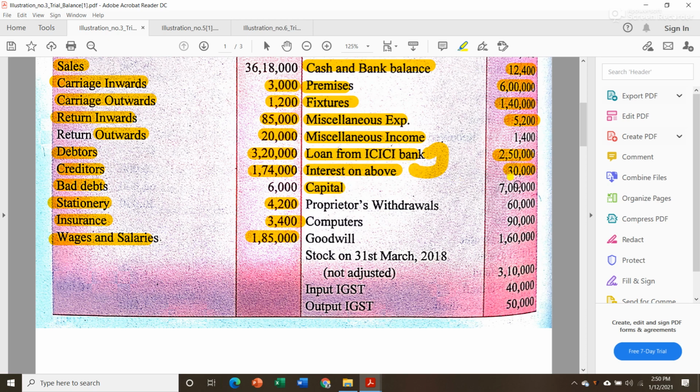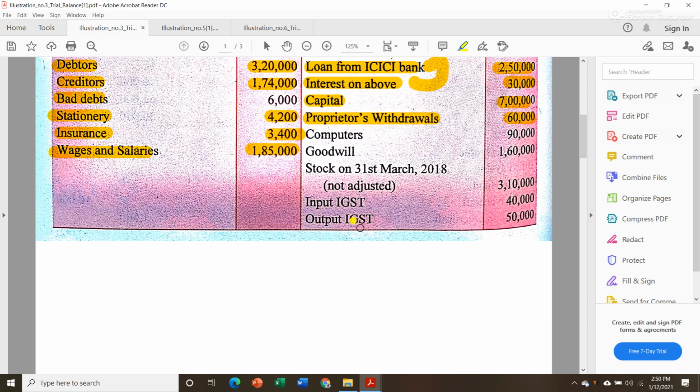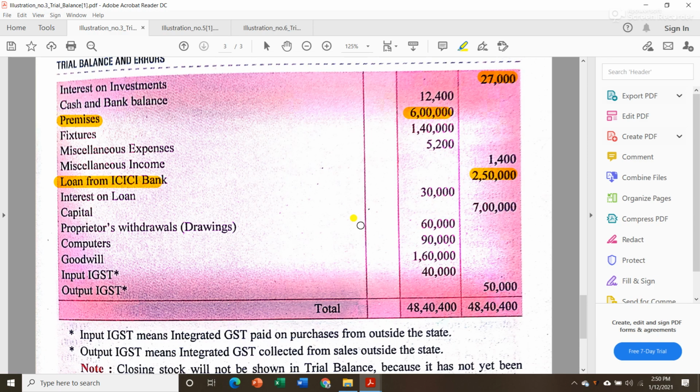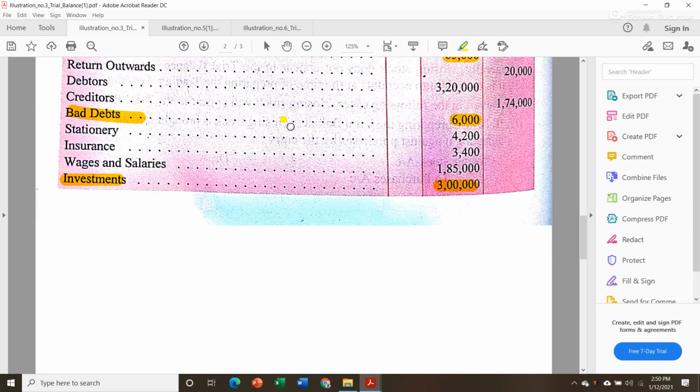Then we know that capital shows credit balance. Then proprietors withdrawal will be recorded in the debit side. Now in the question they have written proprietors withdrawals. Okay, you can just write drawings or proprietors withdrawals, it is up to you. So we will record it in the debit side, 60,000.